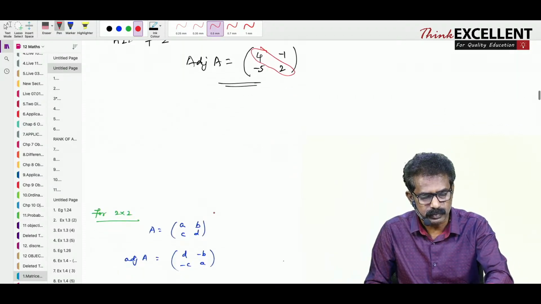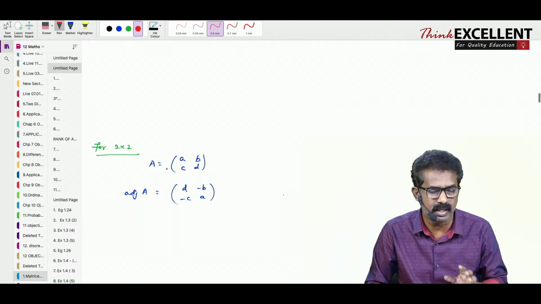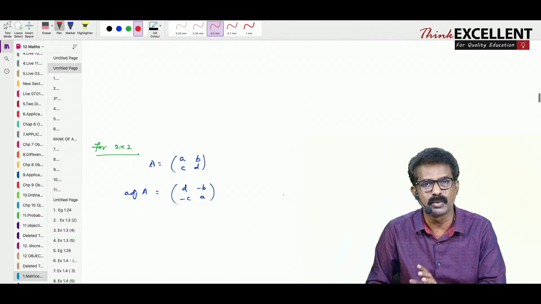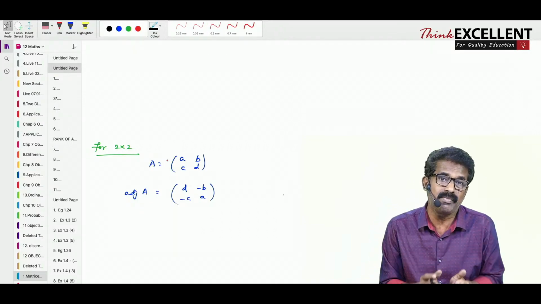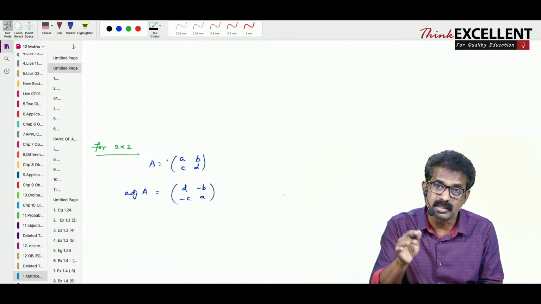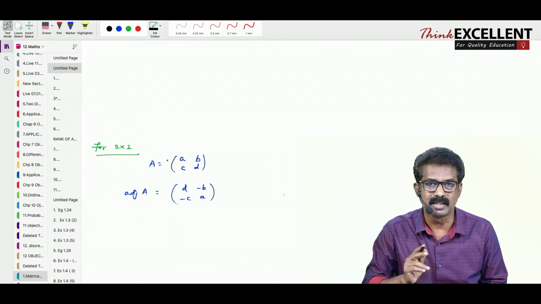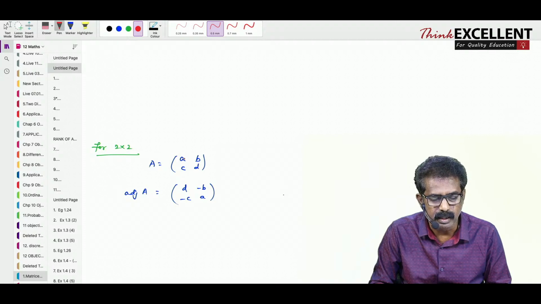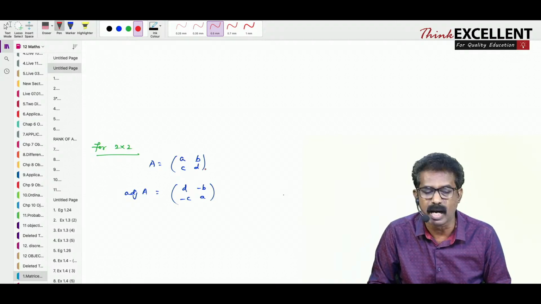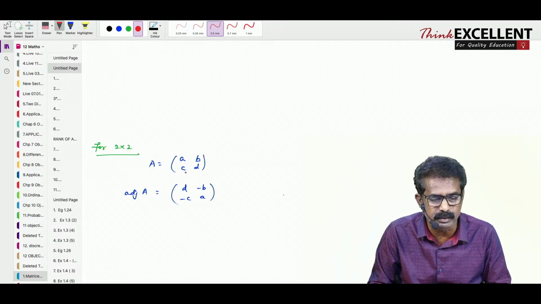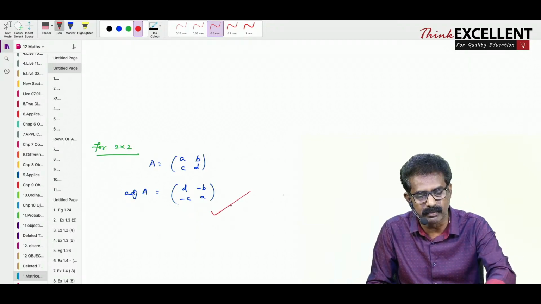Okay, please listen, this is what you need. For 2 by 2 alone you can do directly also. If it is a part of a question, you can do that. If that itself is a question, please write the steps. Okay, so A B C D, principal diagonal is what? A D, interchange D A. Other 2 elements change the sign, minus B, minus C. Okay, so that is only for 2 by 2.